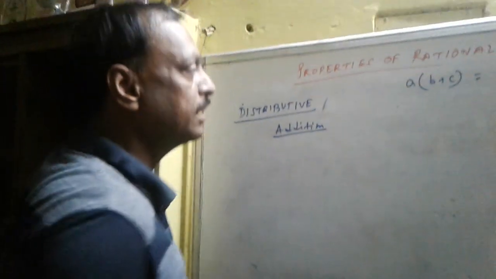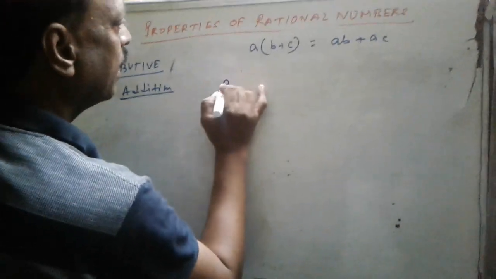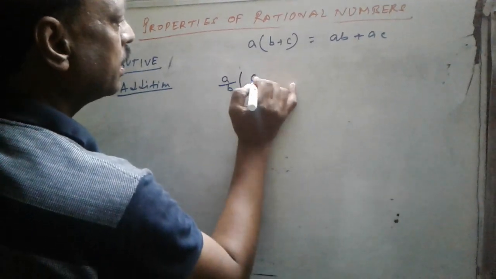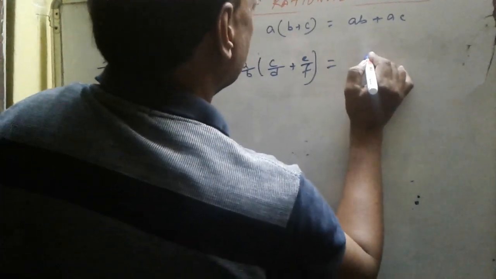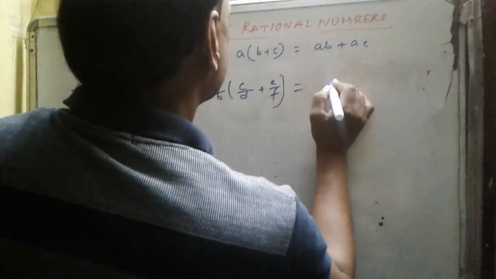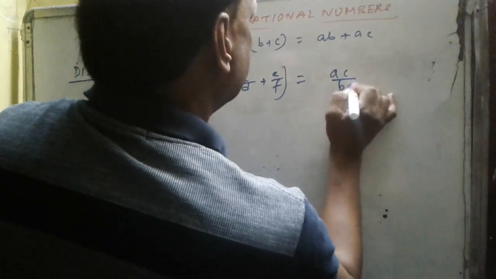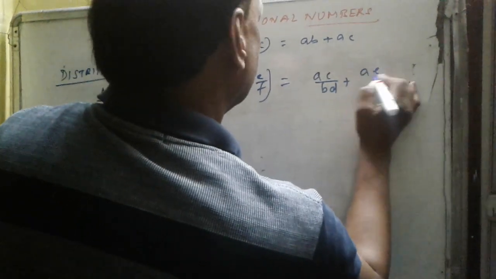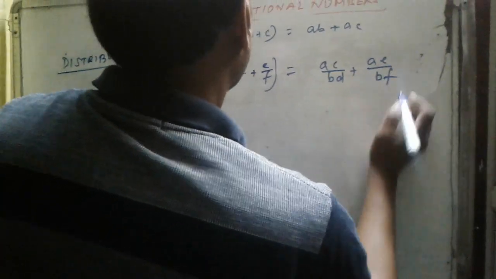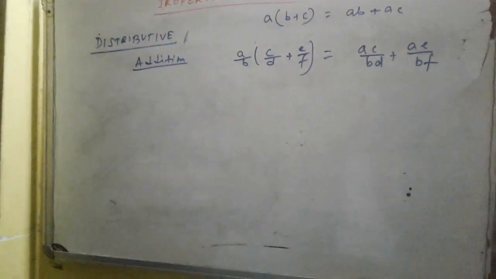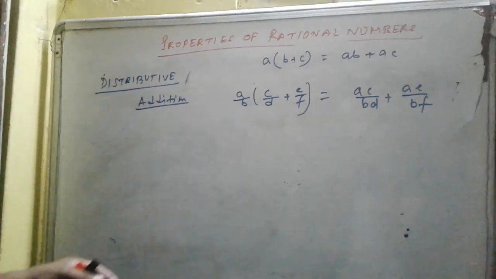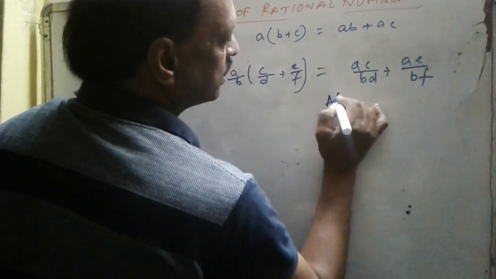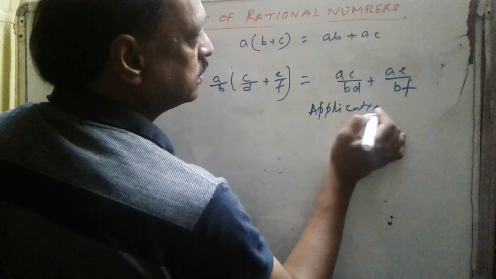In the terms of the rational number, it can be written in this way also. Okay, a by b into c by d plus e by f. Here also, after multiplication, ac by bd plus ae by bf. So if it is written in this form, this is the addition property and this will be applicable. So just write applicable like this.